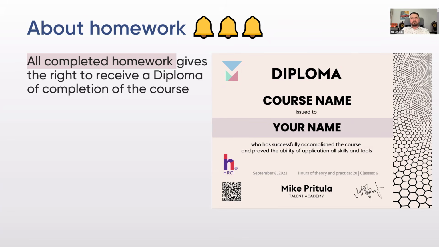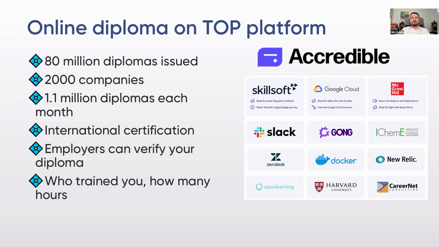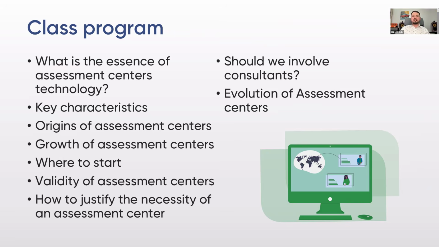Today we're going to talk about what the essence of assessment center technology is, what the key features are, how they were born, how they evolved, where you start, why they are the most accurate, how you justify it to the company, and whether we should engage consultants. The topic of evolution will also be touched on today. In the additional materials, you will have a presentation of a case study of assessment centers in Wargaming as supplementary material for self-study. Okay, here we go.